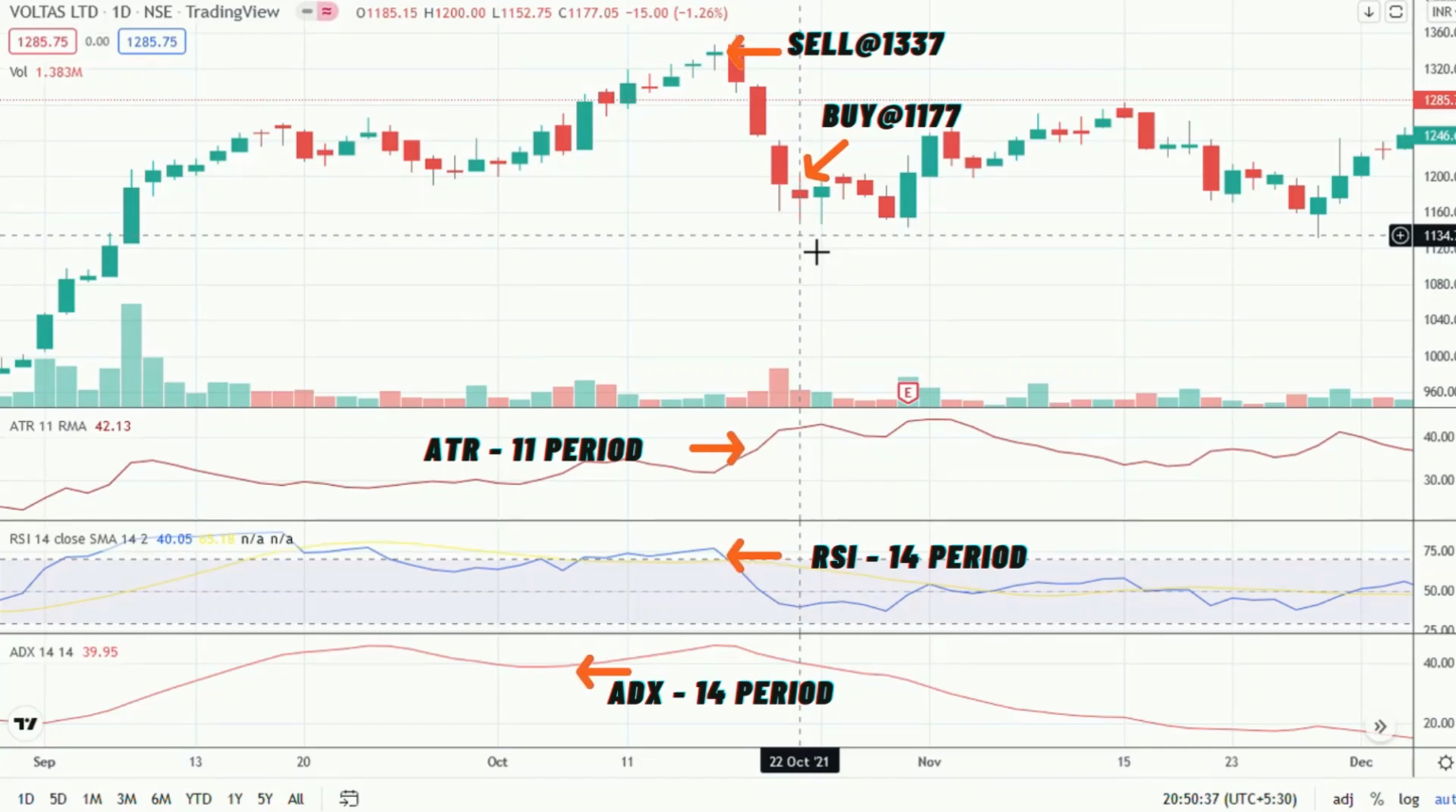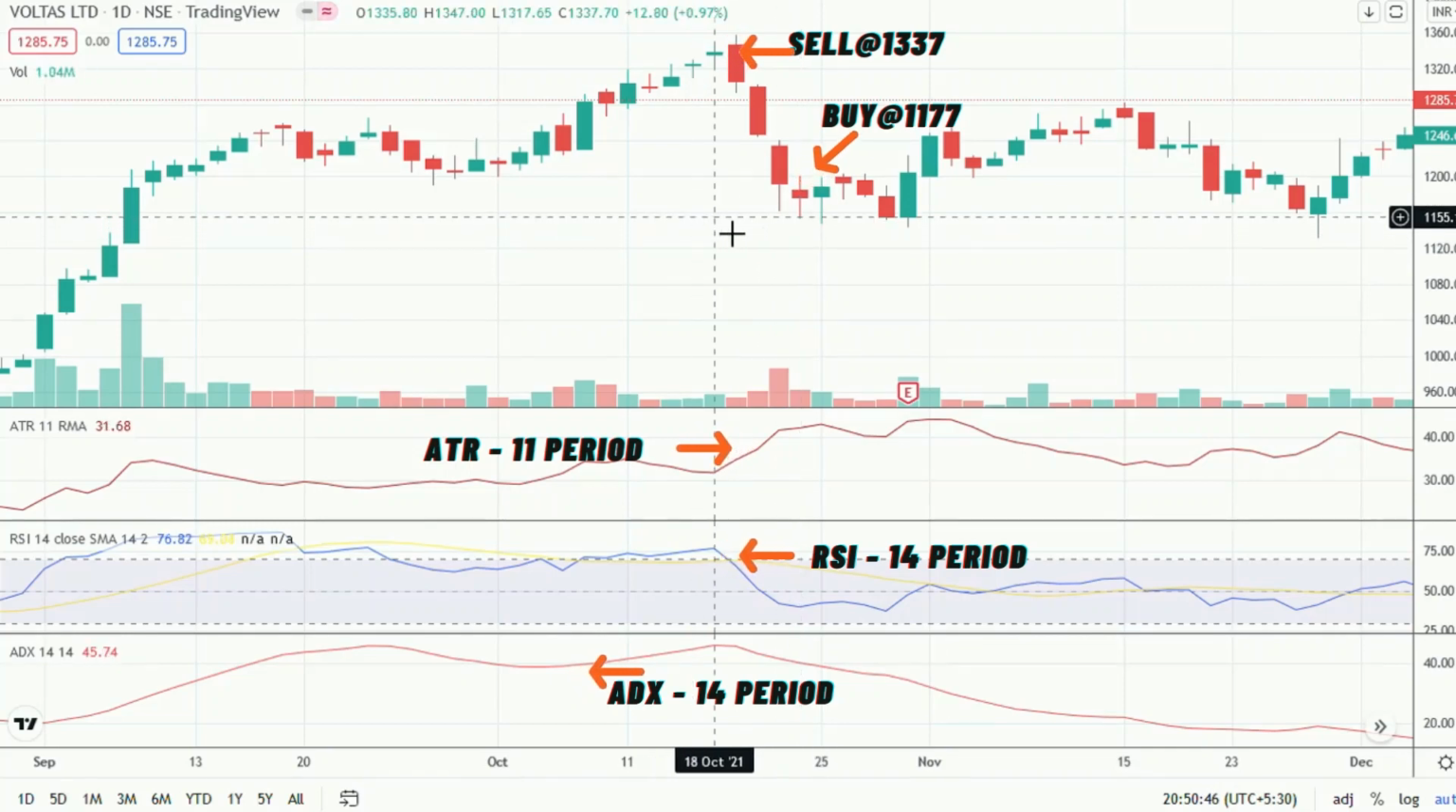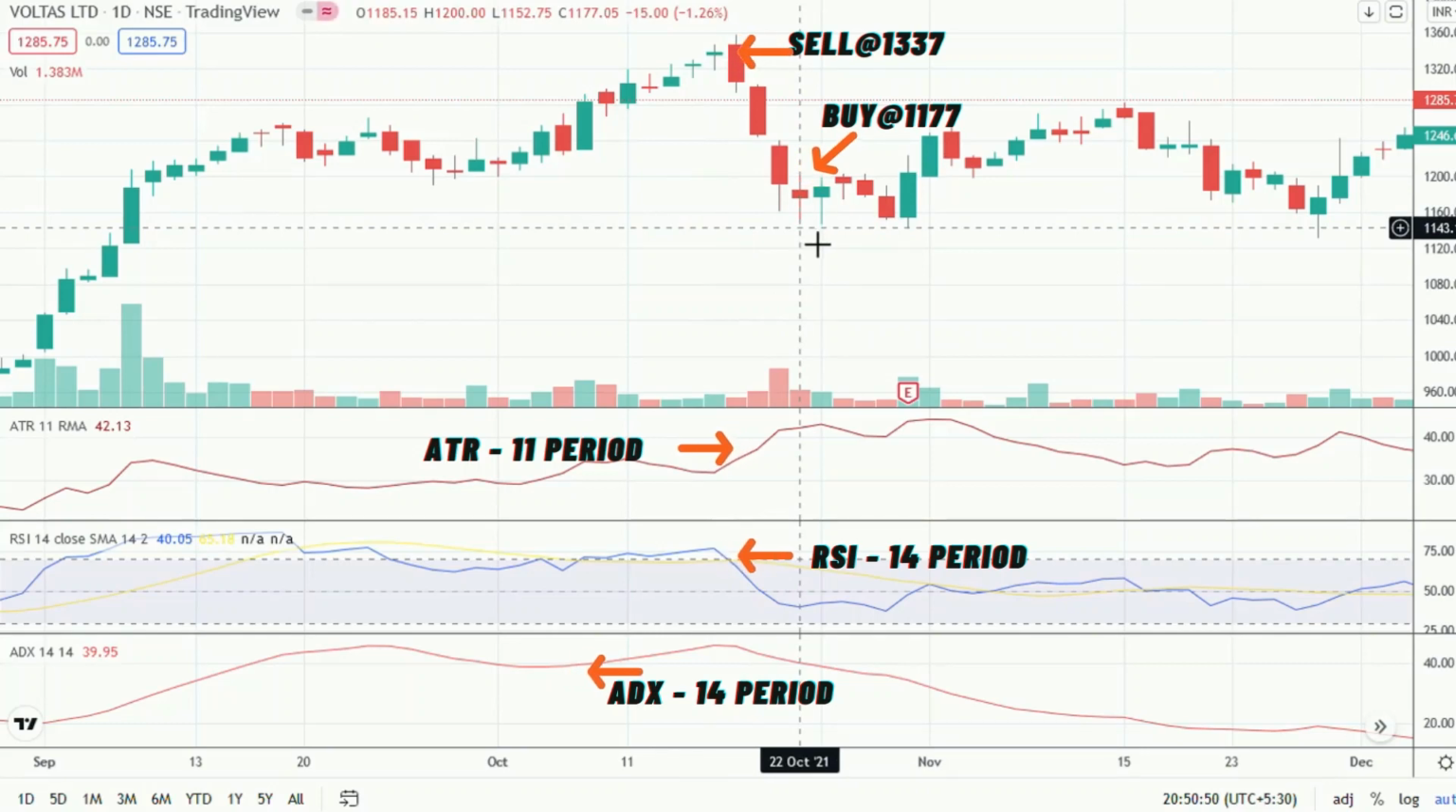Okay, so we're going to buy at the closing price of 1177 approximately. So we sold at 1337 and we bought at 1177. That's an approximate profit of 12%.